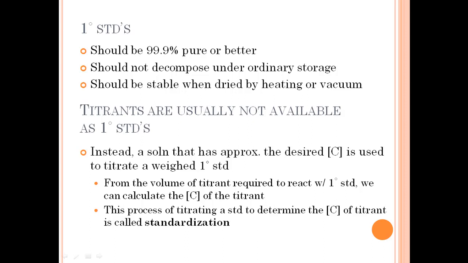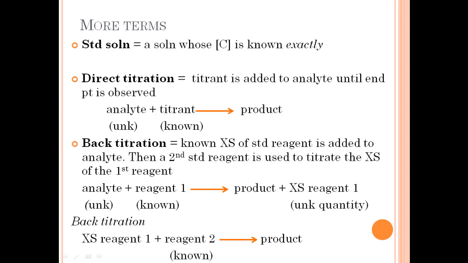So lo and behold, titrants, which we use for titrations, are usually not available as primary standards. What a bummer, but that's just the way it is. Instead, a solution that has approximately the desired concentration is used to titrate a weighed primary standard. Ergo, exactly what we did in general chemistry. NaOH, we calculate its approximate desired concentration, and then we use that against a primary standard to figure out what its exact molarity was. And that process, of course, of titrating a standard to determine the concentration of the titrant is called standardization.